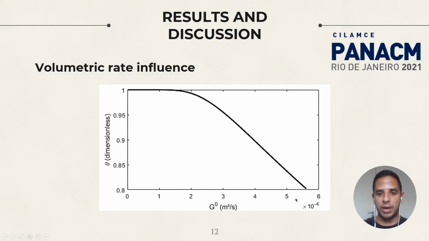We have a range of the volumetric rate to achieve a capture ratio greater than 80%. So this is the ideal range that we can use for this specific geometry of the system.